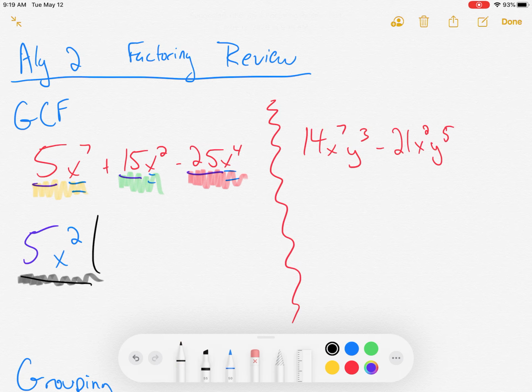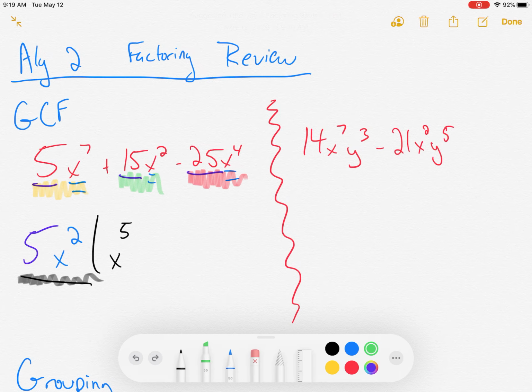So in other words, 5x to the 7th, my yellow one, divided by 5x squared. Well, 5 divided by 5 is just 1. Then x to the 7th divided by x squared. I took out 2 x's. I have 5 left. Now I'm going to do, I'll erase this after, I'm going to do this term divided by this term.